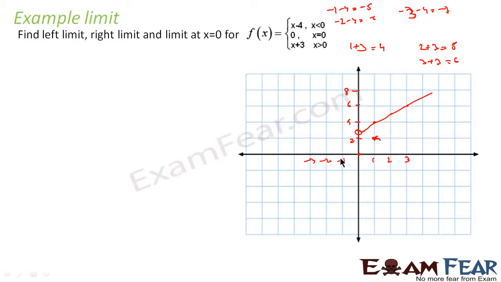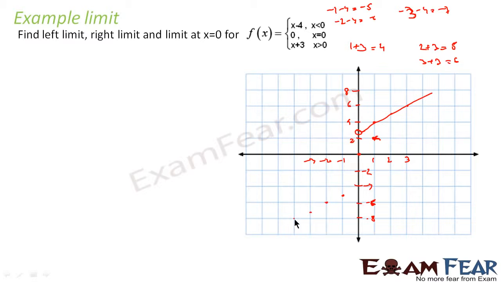So x equal to minus 1, you get minus 5. So this is minus 2, minus 4, minus 5, minus 6, sorry. This is minus 8. So x equal to minus 1, you get minus 5. So minus 5 is somewhere here. X equal to minus 2, you get minus 6. This is minus 6. And then you get minus 7 here. This is minus 7. And then you get minus 8, I think.